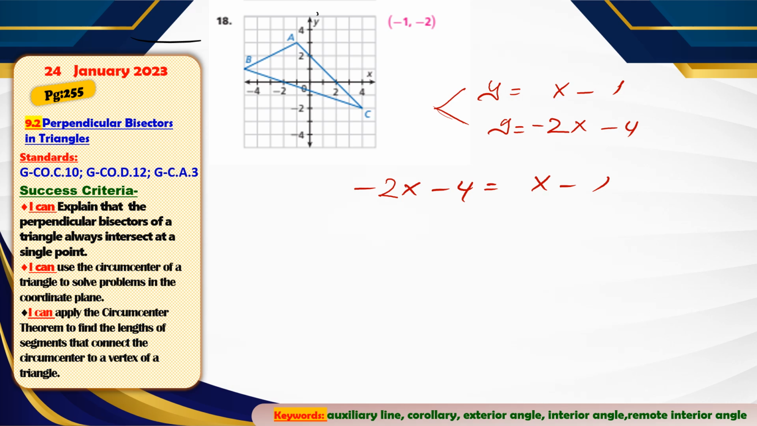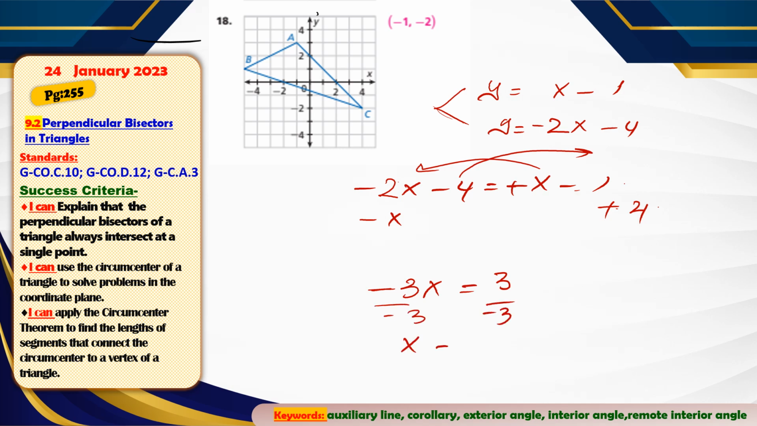Bring the x here. So plus x goes on the other side, we will get the negative x. Bring the negative 4 on the other side. It gives us positive 4. So negative 2x minus x gives us negative 3x equals negative 1 plus 4 gives us plus 3. Divide both sides by negative 3. We will get x equals negative 1.